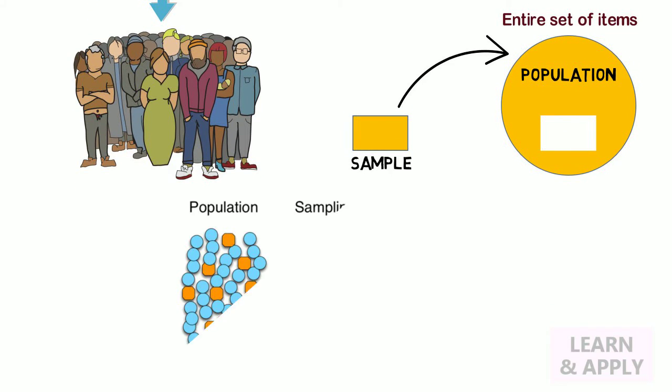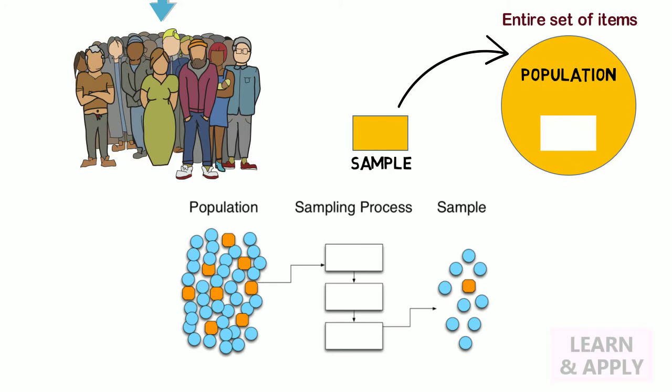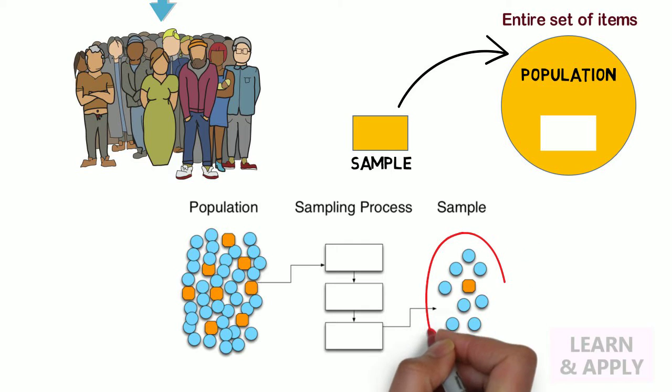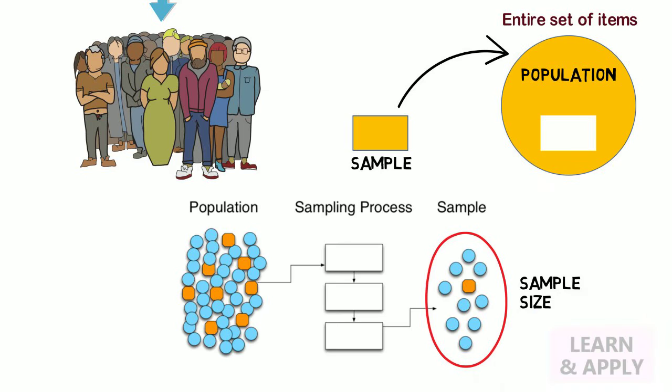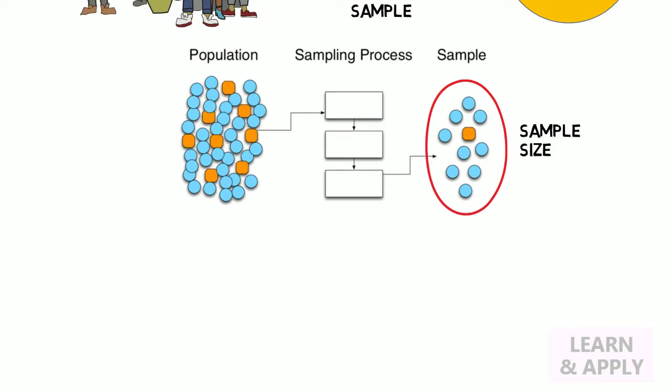Now, to make the judgment about population from sample, we have to take some number of samples in consideration. This number of samples is called as sample size. Do you have an idea how this works? Let's see.